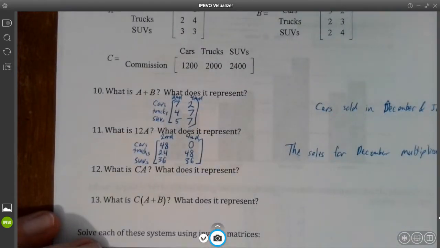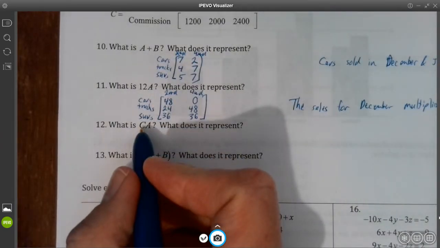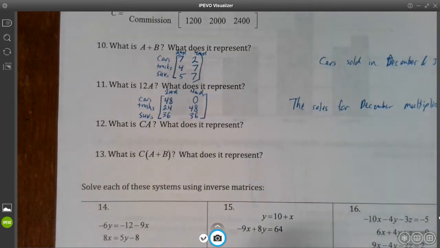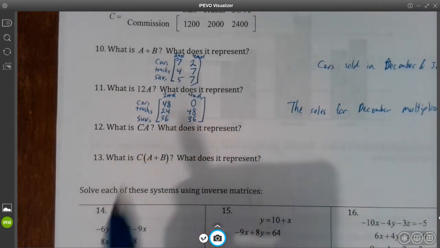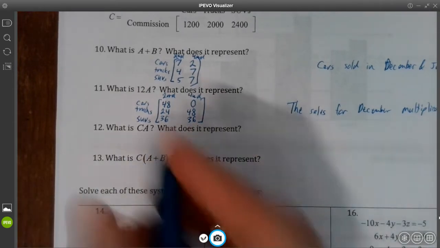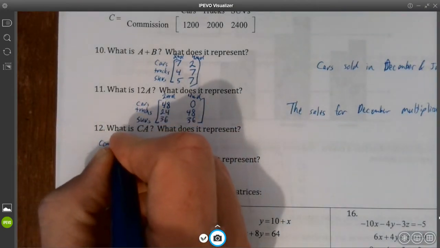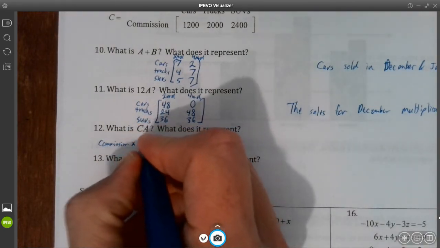All right, now things get a little bit tricky. What does CA represent? In order to answer that question to its fullest potential, I'm going to go about this a little bit differently. Matrix C is commission, and A is the sales in December. But let's break this down. In order for me to multiply, the number of columns of the first matrix has to equal the number of rows of the second matrix. So C is commission by vehicle type.